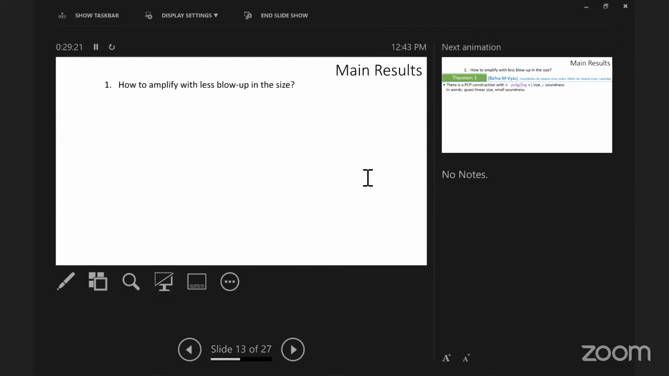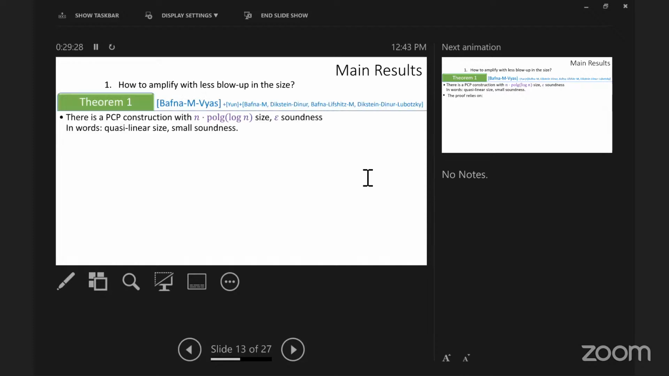So now we get to the main results that I'm telling you about in this talk. With respect to the first question, can you amplify with less blow-up? The answer is yes. So this is theorem 1. It's based on a sequence of works together with Mitali, Nikhil, and Noam. And some of these works have been proven independently by Dikstein, Dinur and Lubotzky. So theorem 1 says that there exists a PCP construction with quasi-linear size that has small soundness, arbitrarily small constant.